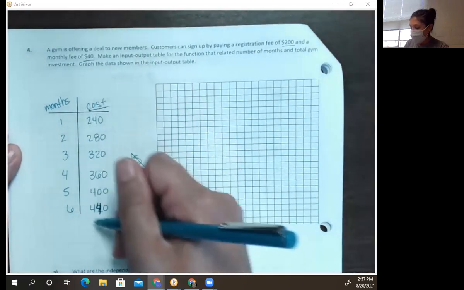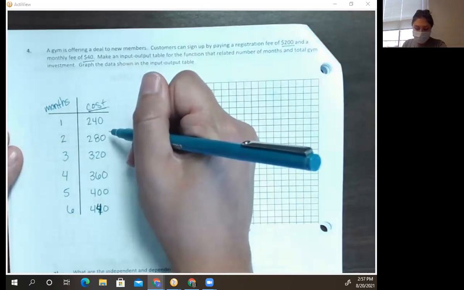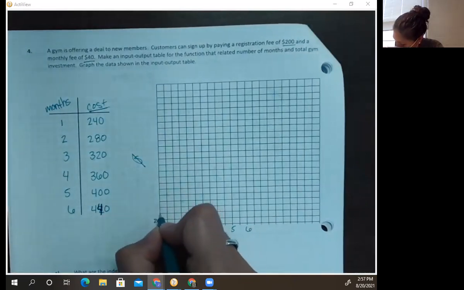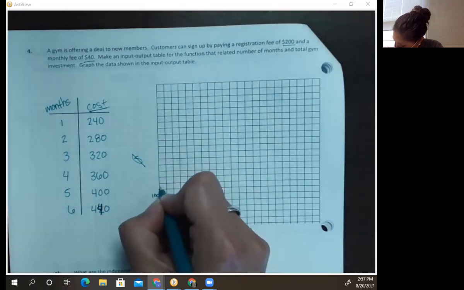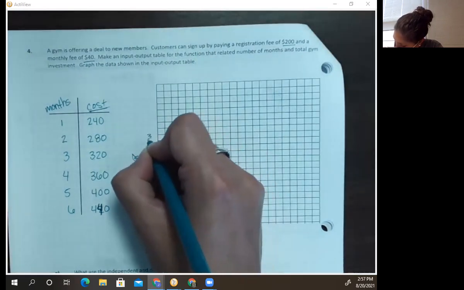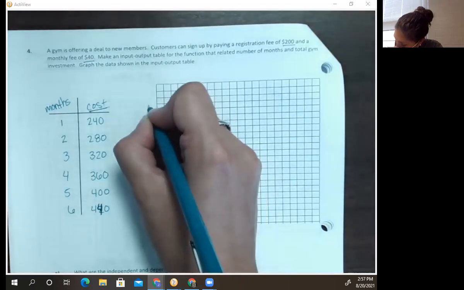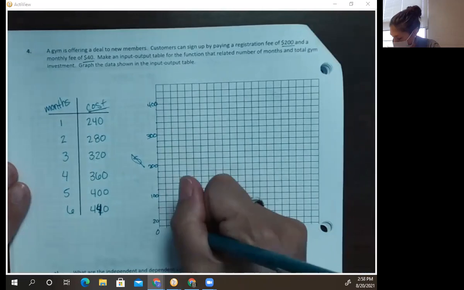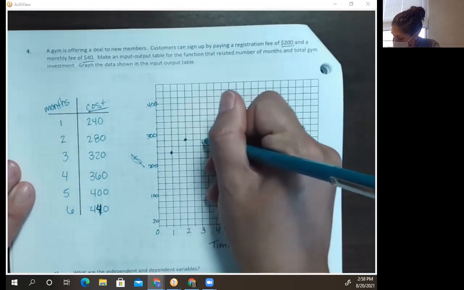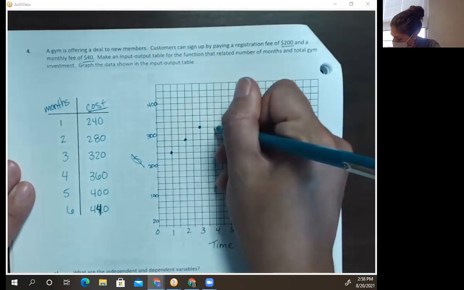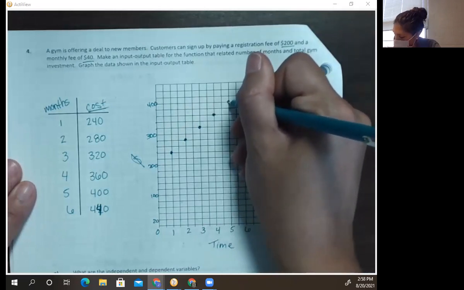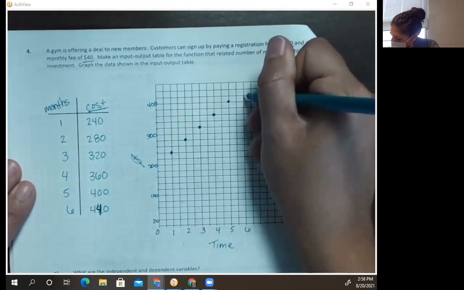And then our money, we've got big numbers here, and it's a big jump until we even get to our first value. So I'm actually going to go by, I think I went by 20s here. So this would be 20, 40, 60, 80, 100, 120, 140, 160, 180, 200, 220, 240, 260, 280, 300, 320, 340, 360, 380, 400. And then plot my points. 1 comma 240, 2 comma 280, 3 comma 320, 4 comma 360, 5 comma 400, and then 6 comma 440.